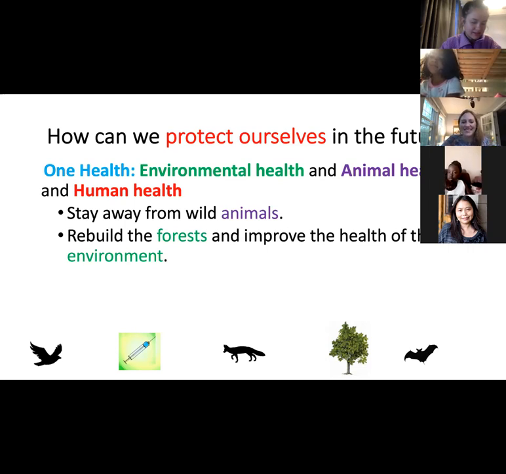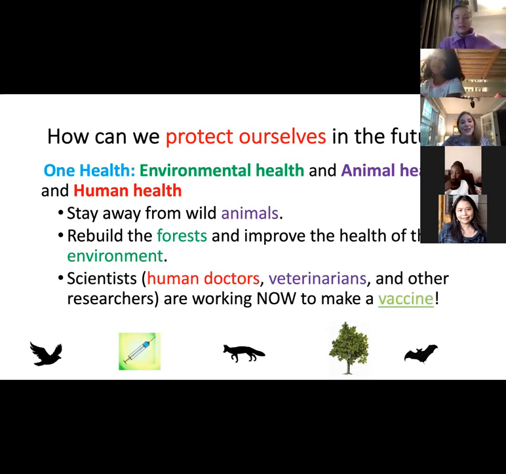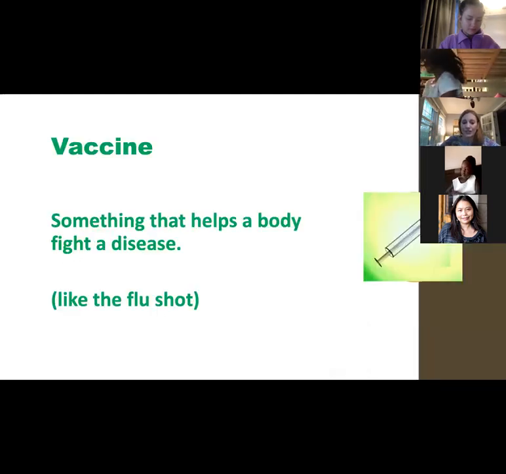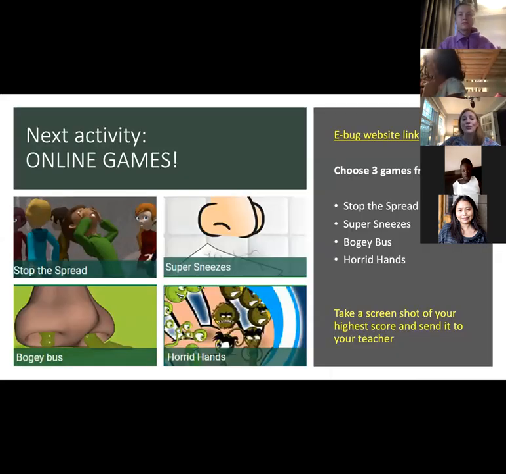Sorry, could not hear. Last but not least, right now, scientists around the world are making a vaccine. You might have heard that word before, but veterinarians, so animal doctors, and human doctors and other specialists, other scientists are now working together to try to make a vaccine for the coronavirus. And that vaccine is something to help make your body stronger to fight a disease. Okay, so that's in the making right now and it's being made by scientists around the world.